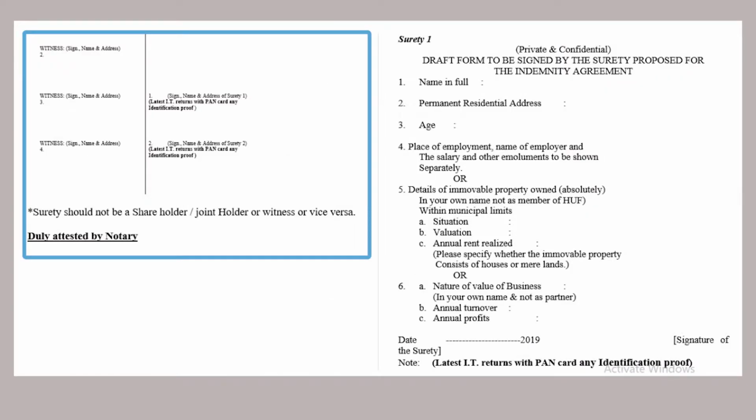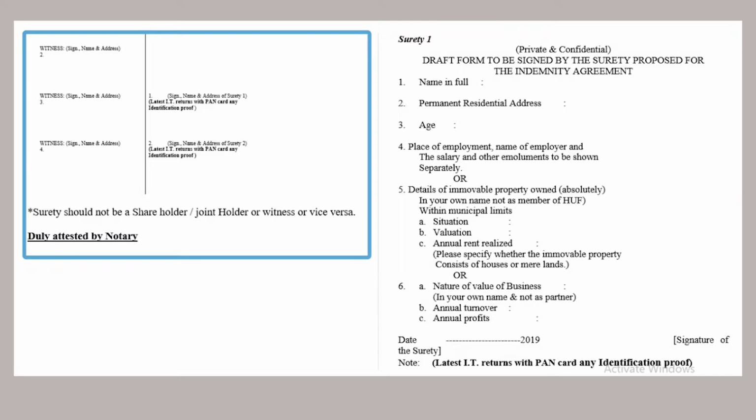Now comes the most important part of the indemnity agreement, which you need to execute on the 500 rupees stamp paper, non-judicial stamp paper. I'm telling you again. So what you need to provide in this section is 4 witnesses' signature, name and address. Now who are the witnesses?